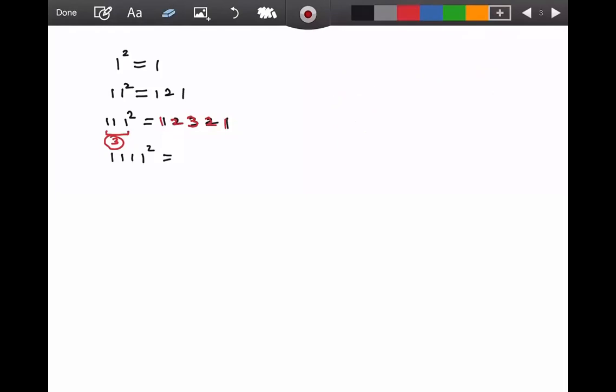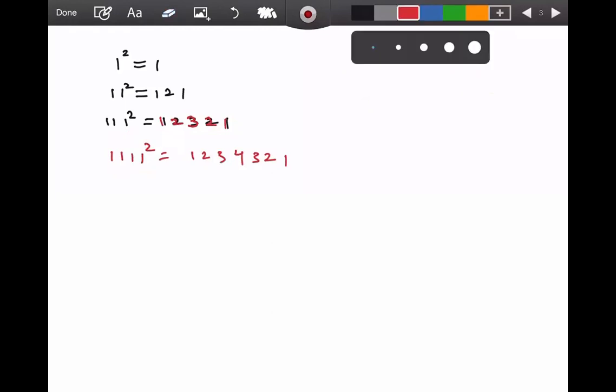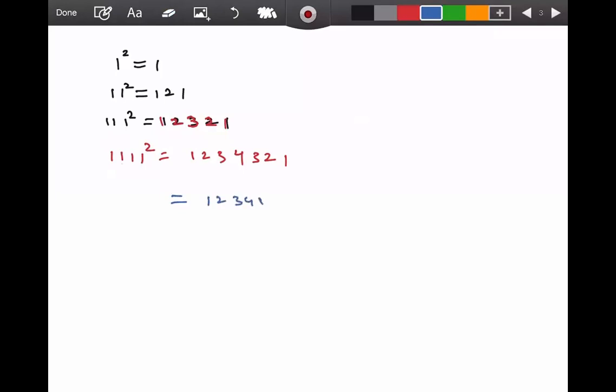So tell me what will be 1111 square quickly. I'll write 4. 1, 2, 3, 4, 3, 2, 1. Or I can simply do this: 1, 2, 3, 4 and come back 3, 2, 1. So tell me what will be 1, 2, 3, 4, 5, 6, 5, 4, 3, 2, 1. What square? 1 written 6 times, sir. 6 times 1. 1, 2, 3, 4, 5, 6. Easy, right? Yes, sir.